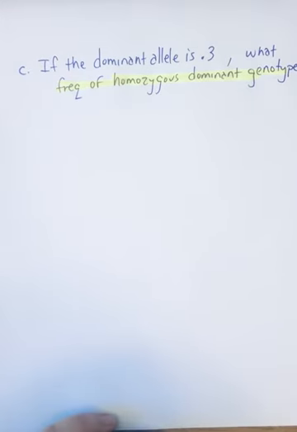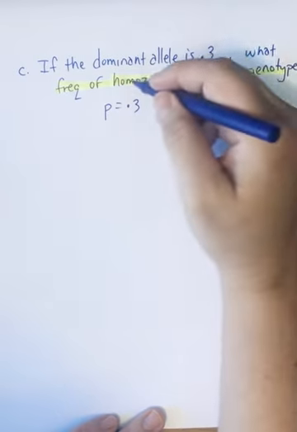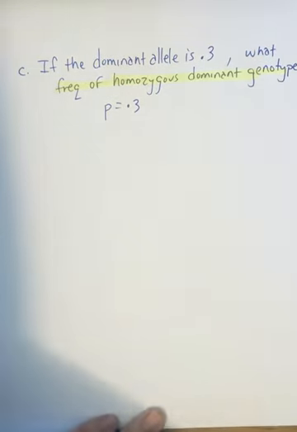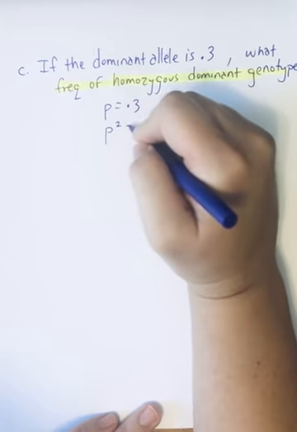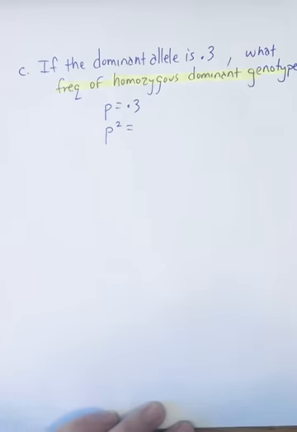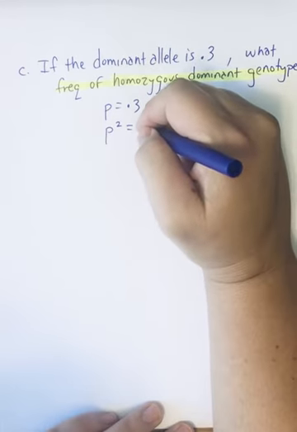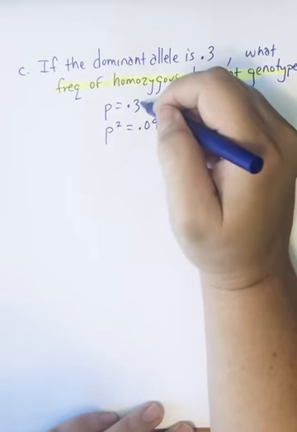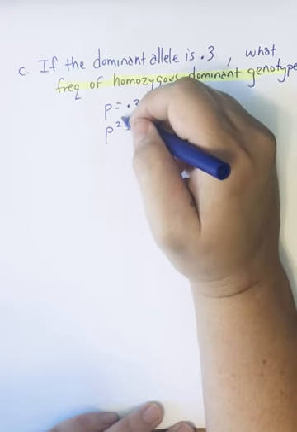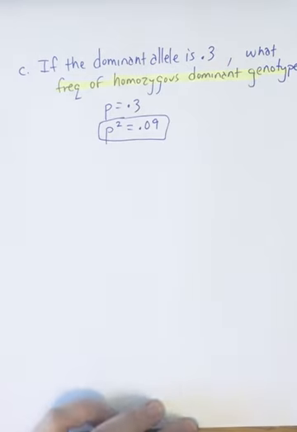So you go back to your original thing. The dominant allele is P, so P is what's given. P is equal to 0.3. Homozygous dominant genotype, P squared. So I literally write P squared. Now, since P is given to you, 3 times 3 is 9. But you have to move your decimal over. 0.09. 0.3 times 0.3 is P squared, and you're done with that one. That one's an easy one.